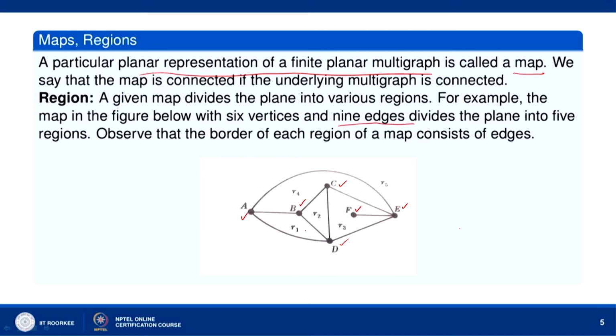The edges are AB, BC, CE, we have CD, we have DE, we have BD, we have AE, we have AD, and then FE.